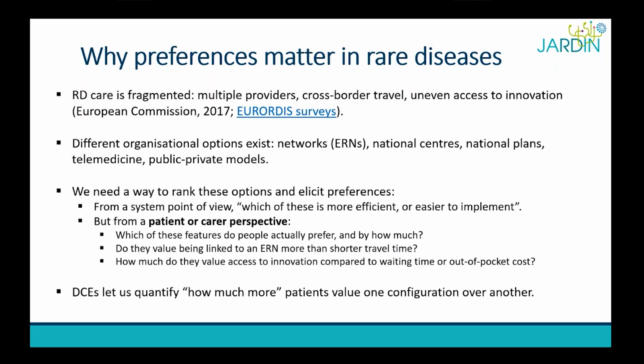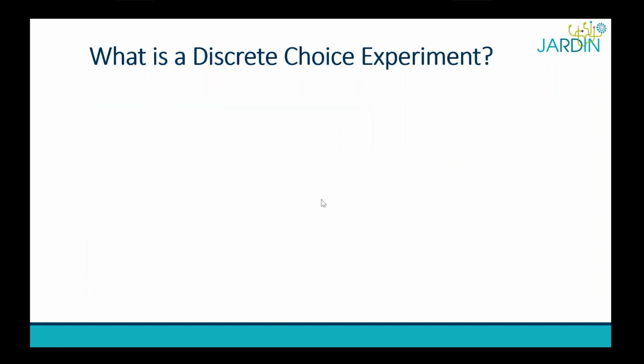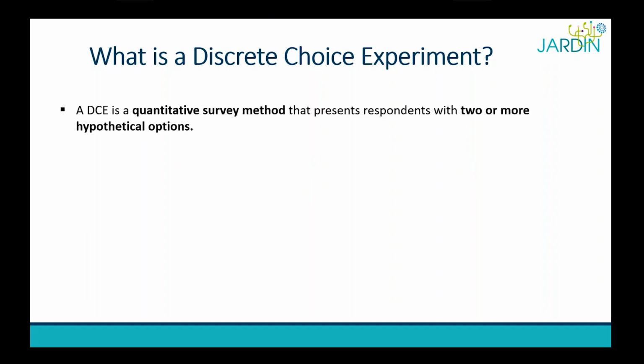So what exactly is a discrete choice experiment? Let me try to explain what it means. This is one of the stated preference elicitation techniques, which has been frequently used in health economics to address a range of research questions. It's a quantitative survey method in which we present respondents with two or more hypothetical options, where each option can be characterized by a set of attributes or characteristics.